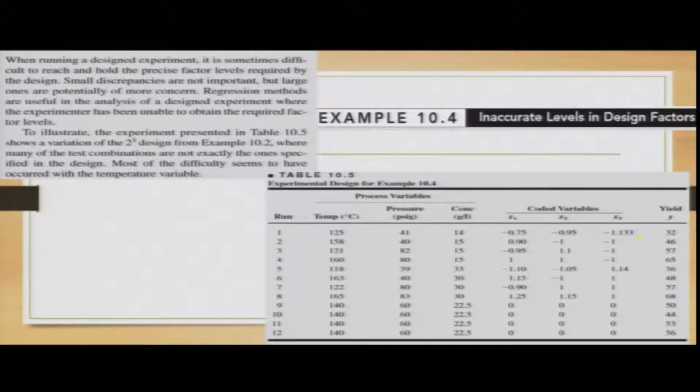To illustrate, take an example where many of the test combinations are not exactly the ones specified in the design; most of the difficulty seems to have occurred with the temperature variable. So, again I am presenting the experimental design for the example, where you have the run in the first column, the temperature which is the x1 variable in the second, pressure which is x2 in the third, and concentration which is x3 in the fourth. The coded variables are done accordingly, and the yield y, which is the dependent variable, is given in the last column.